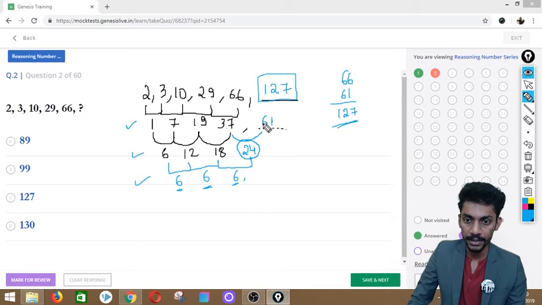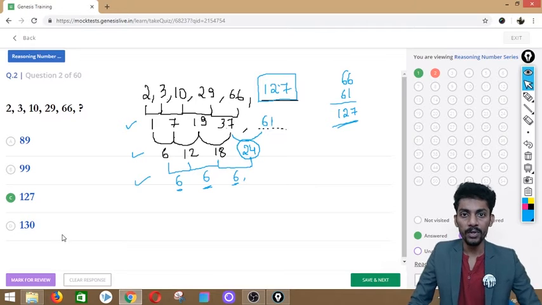24, we added 37, we get 61. 61, we added 66, we get a number. When you take a difference, you get 61. Again you take a difference, you get 24. You take a difference, you get 6. The answer is 127. Okay, that is mark option C and go for next question.